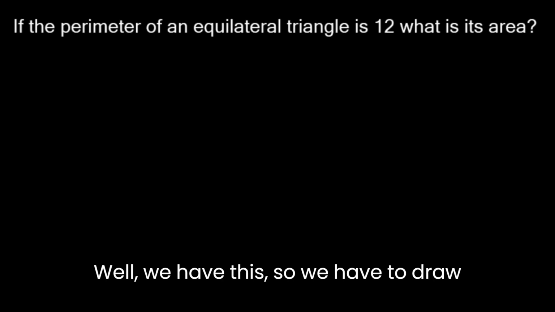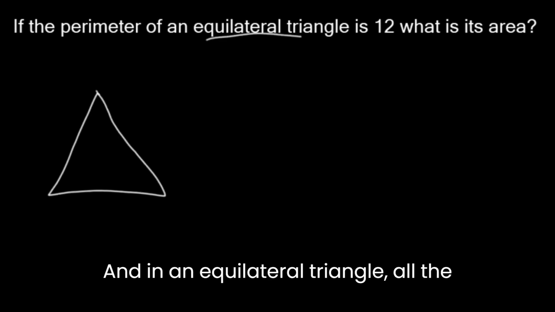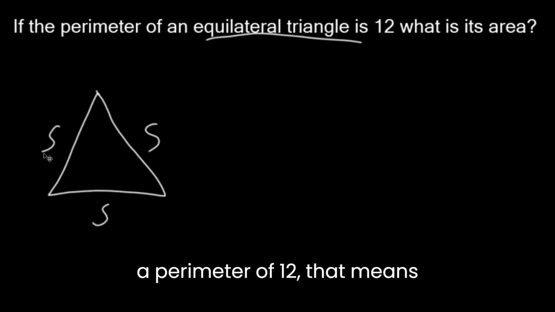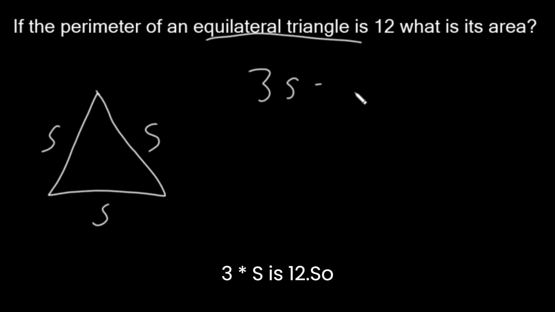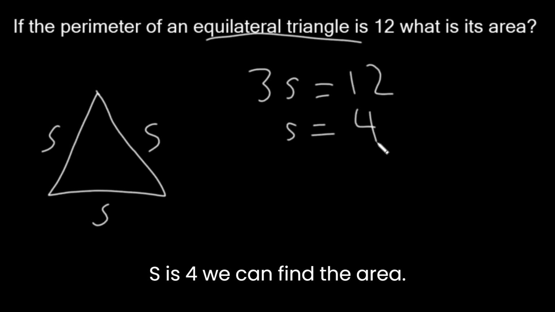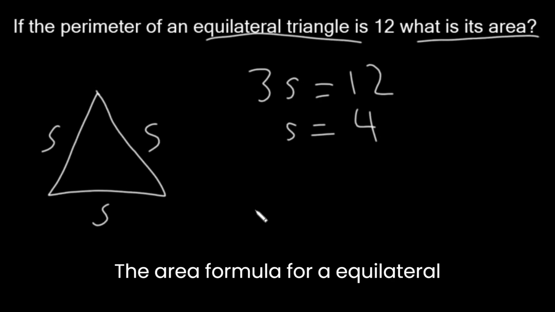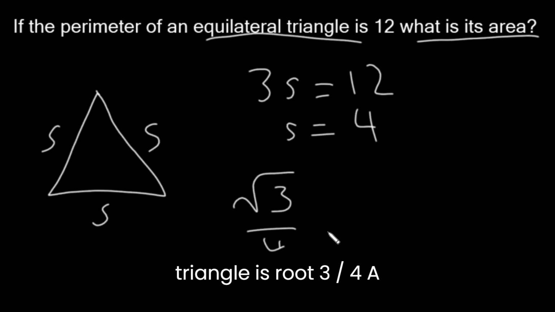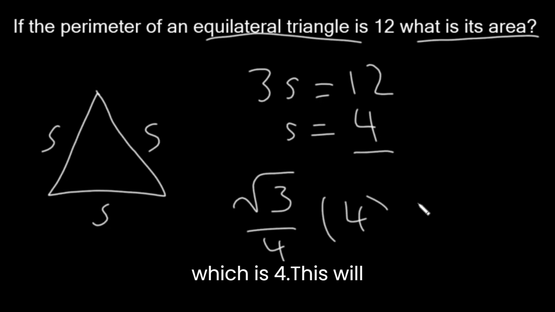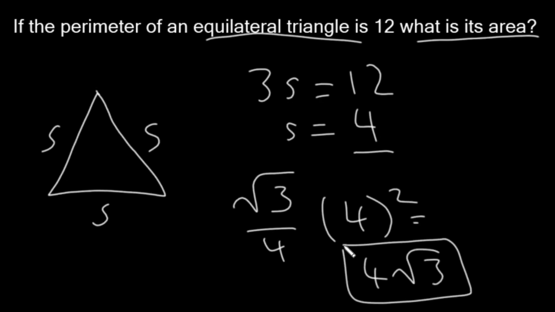Let's say we have this. So we have to draw an equilateral triangle, and in an equilateral triangle, all the sides will be the same. If it has a perimeter of 12, that means 3 times s is 12. So s must be 4. If s is 4, we can find the area. The area formula for an equilateral triangle is root 3 divided by 4 a squared. A in this case is the side, which is 4. This will be 4 root 3. So this is our final answer.